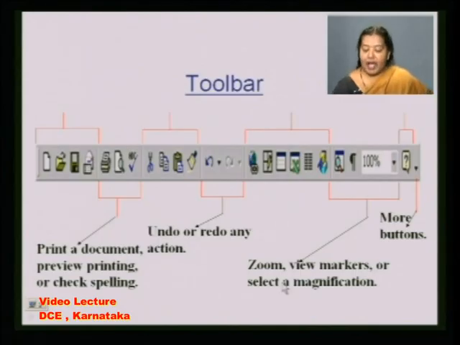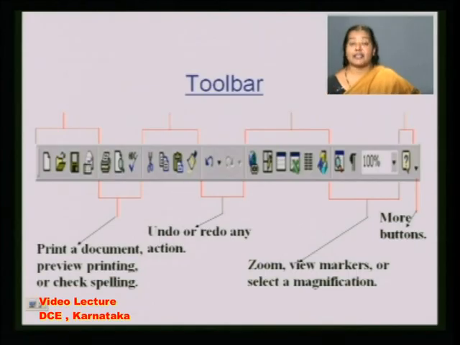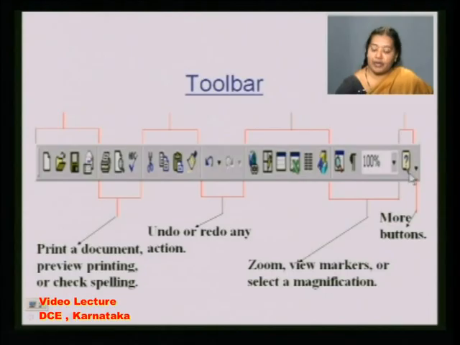And then you have zoom, view, markers or select a magnification. If the screen is very small, you can increase the screen size. Then if there is a arrow here, it means that there are more options. Now these are called as toolbar.